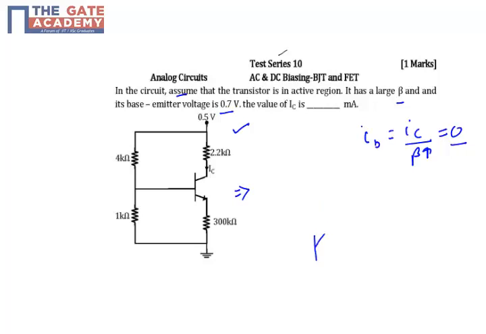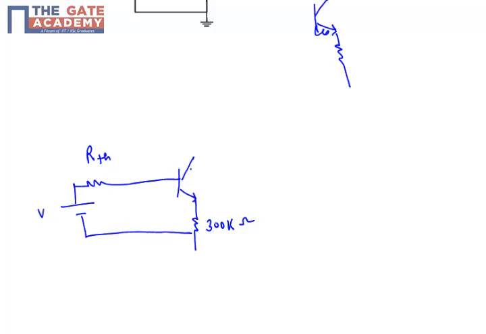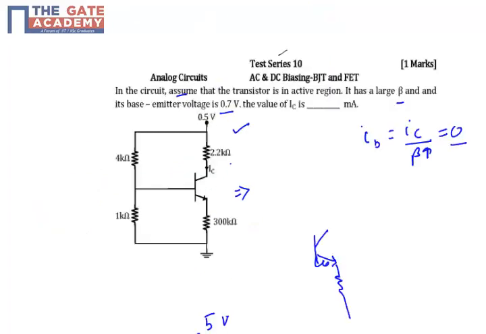which is we have a BJT with a resistor of 300 kilo ohm. Then the Thevenin equivalent resistance RTH, then your VTH, and then your collector resistor. Your supply voltage is 5 volt. Collector resistor is given as 2.2 kilo ohm.